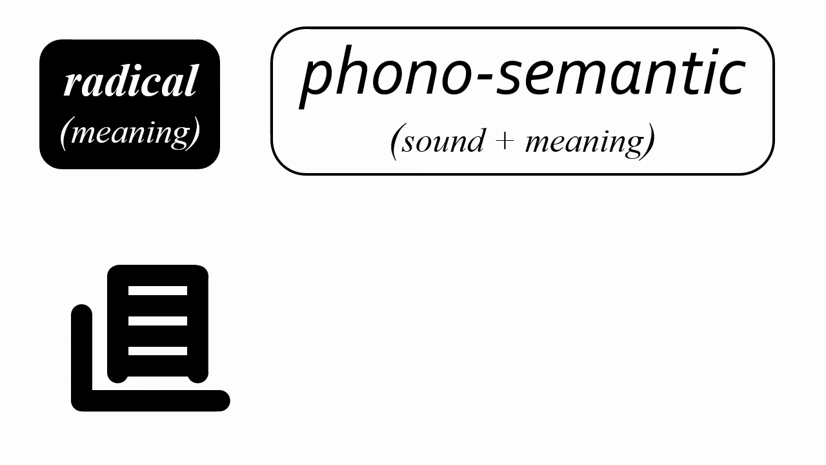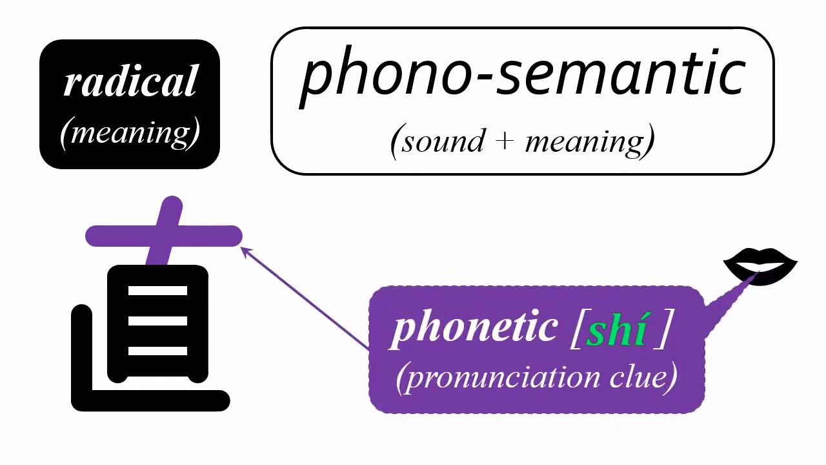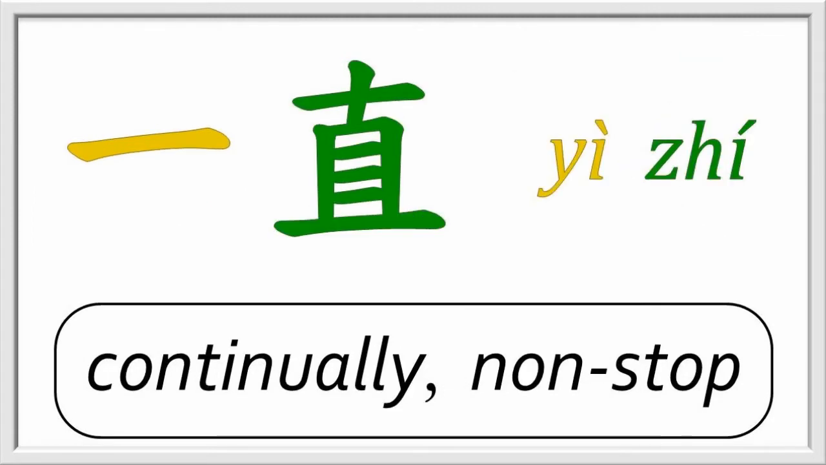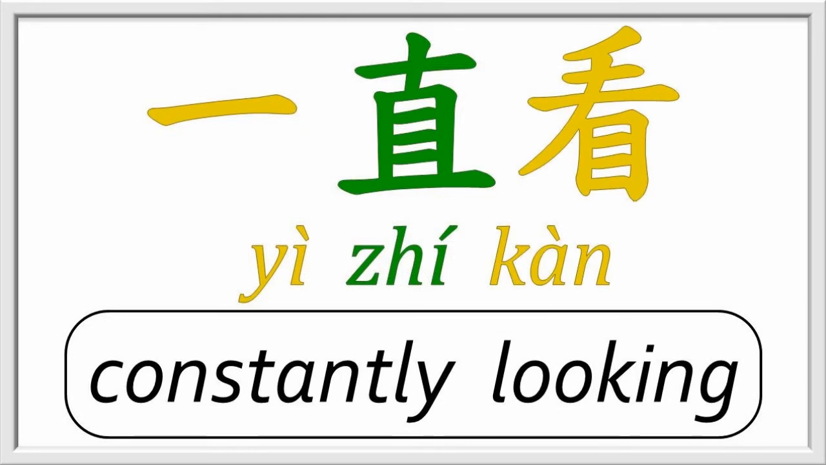The vertical line of sight above the eye gained a dot and eventually a horizontal stroke to become the phonetic element shi that we learned before as number 10. Zhengzhi is a combination meaning integrity, so zhengzhi de ren describes an upright, honest individual. When combined with the number 1, yi, we have the adverbial phrase 一直, meaning continually, constantly, non-stop. So, 一直看 would be translated as keeping your eyes fixed on something, constantly looking at or watching it.